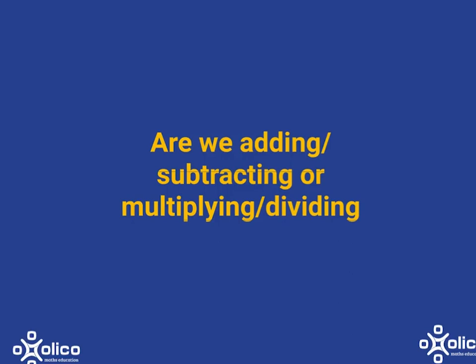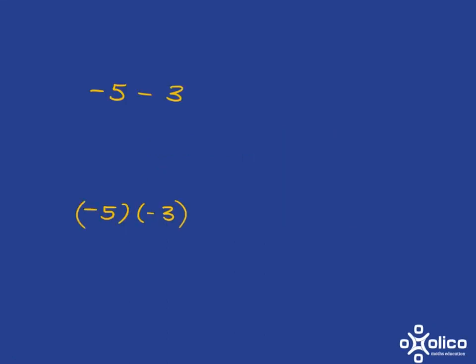A suggestion I have to make sure that you never go wrong when you're doing calculations with negatives is just to make sure that you ask yourself quickly before you start whether you're adding or subtracting, or whether you're multiplying or dividing. Let me show you what I mean. Have a look at these 2 questions here. They look similar, but they're in fact asking quite different things.